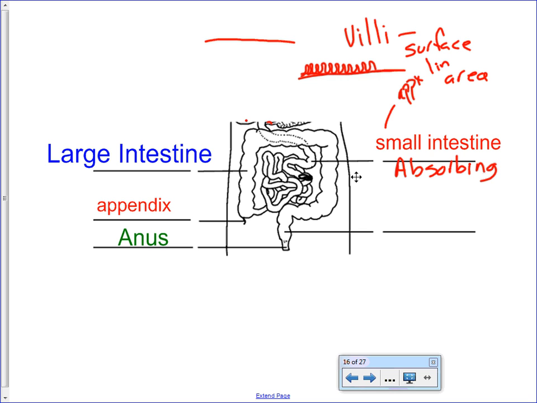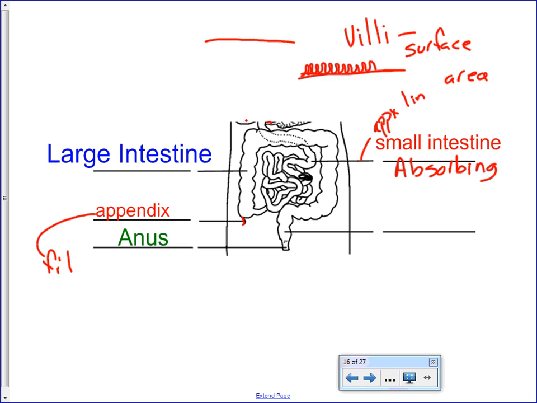So increasing the surface area. Then, where the small intestine meets with the large intestine, we have something called the appendix. A lot of you know you can live without your appendix, so why the heck is it there? Appendix just means something on the end. So it's right here. And the appendix seems to have some function in terms of filtering.